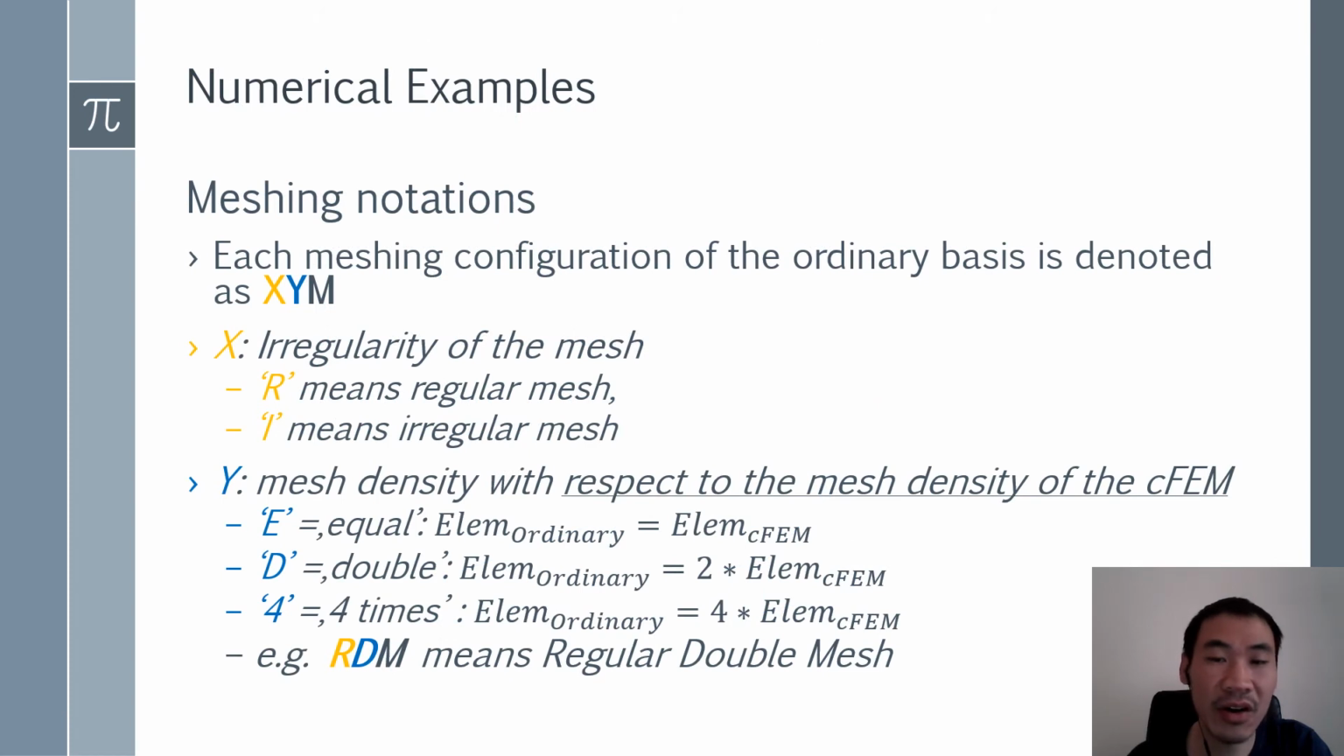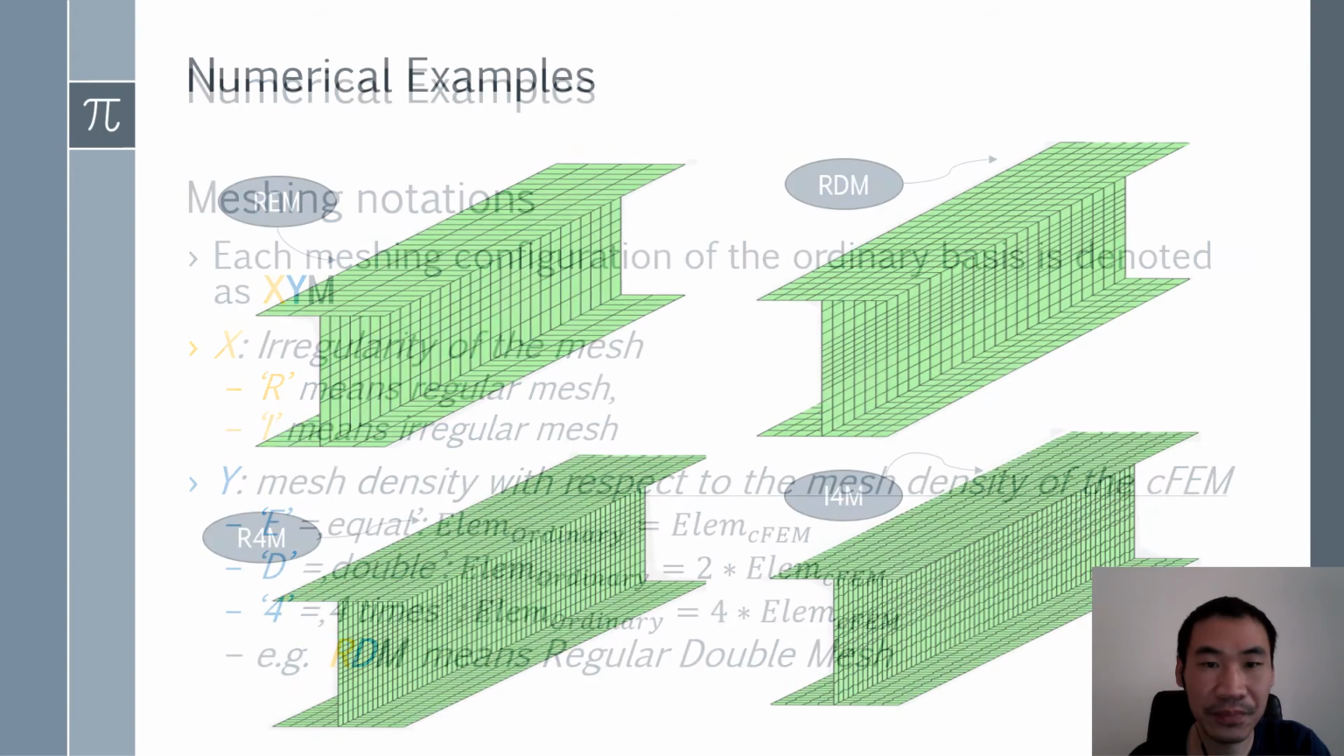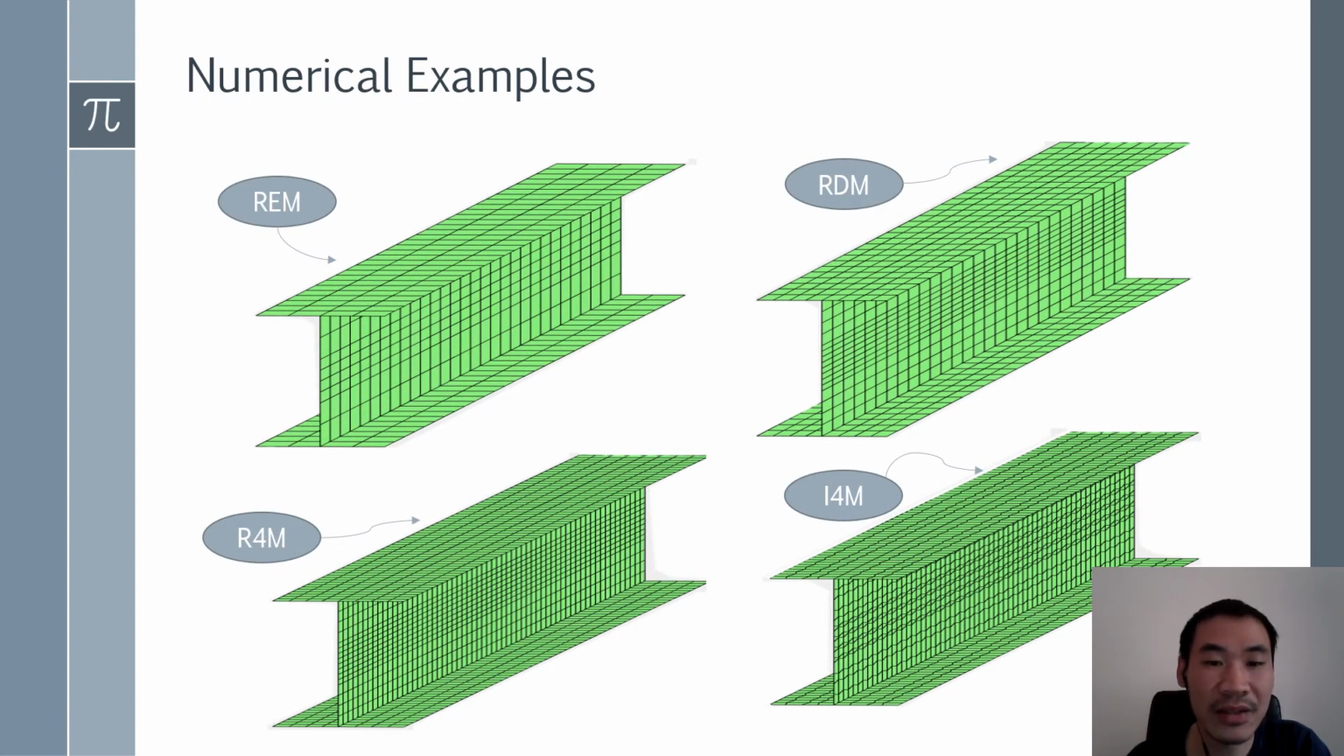As there are several mesh configurations, we name them as follows. Each configuration has three letters. The first one is related to the mesh irregularity. The second one is related to the mesh density with respect to the density of the CFEM. For example, RDM means regular double mesh. Here are some mesh configuration figures.